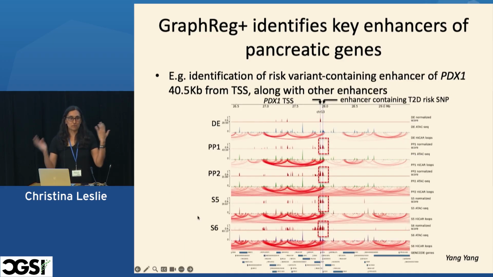This is another example, going back to the PDX1 example that I showed you at the start. You can do these GraphReg models, and this is closer. This is an enhancer containing a type 2 diabetes risk variant. It's more than 400 kb from the transcription start site, and it's getting attribution. Okay, so you can use these models to integrate different kinds of data, do feature attribution for specific genes, and then maybe annotate disease variants, fine-mapped disease variants.